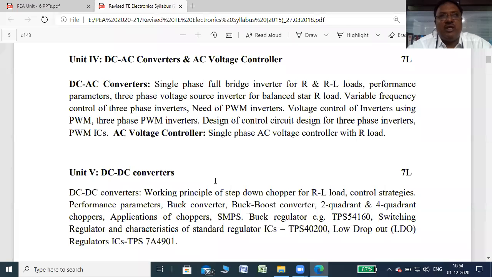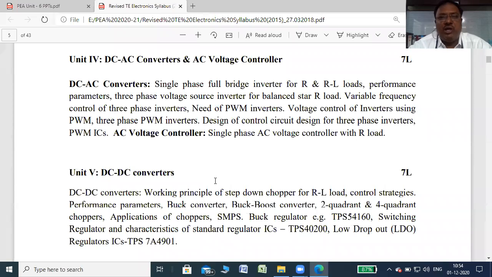The variable frequency is the main aim of an inverter. Not only frequency, you can even change the voltage also, right? But the main aim of an inverter in industry is to change the frequency. So the line frequency is 50 hertz, which is fixed.